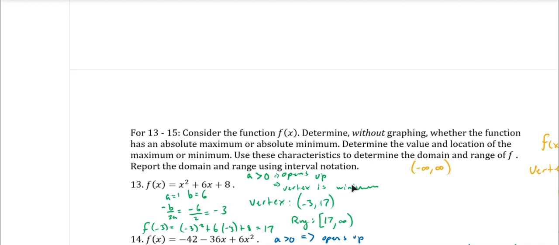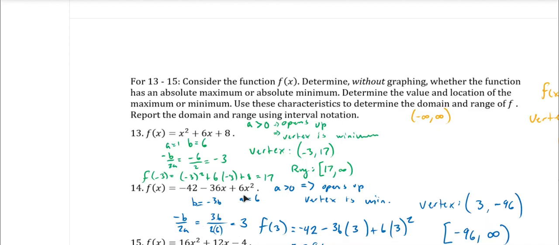Noting that a is positive, and so the parabola opens up, our vertex is a minimum, and so the range is going to go from 17 inclusively up to infinity, because 17 is the smallest value. Now, the domain for all of these quadratic equations is going to be negative infinity to positive infinity, as for all polynomials.